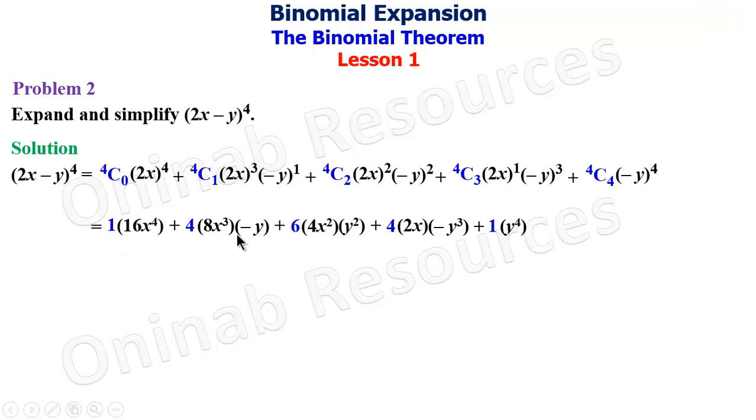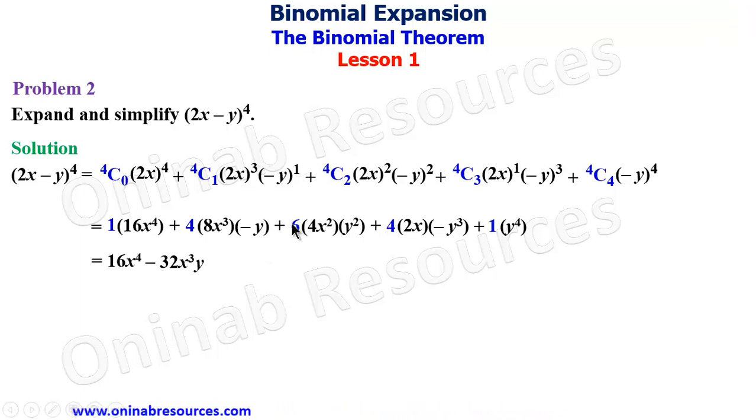So finally, we simplify out. 1 times 16x raised to the power 4 gives 16x raised to the power 4. 4 times 8 gives 32. 32 times negative 1 here will give us negative 32x raised to the power 3, then y. Remember this minus here multiplied by this plus will give us negative. So that's why that term has negative coefficient.